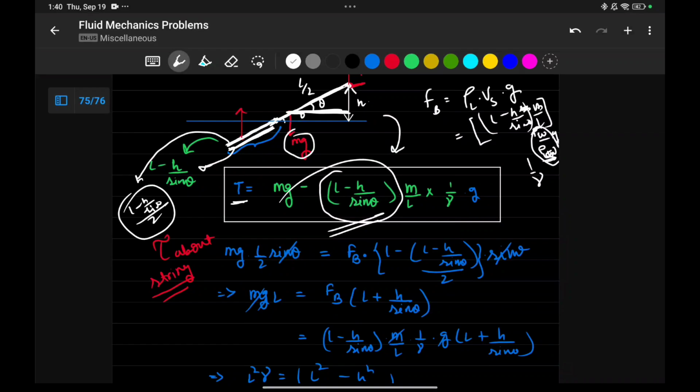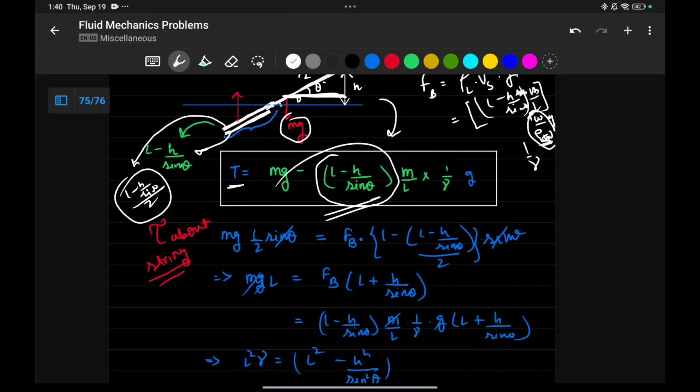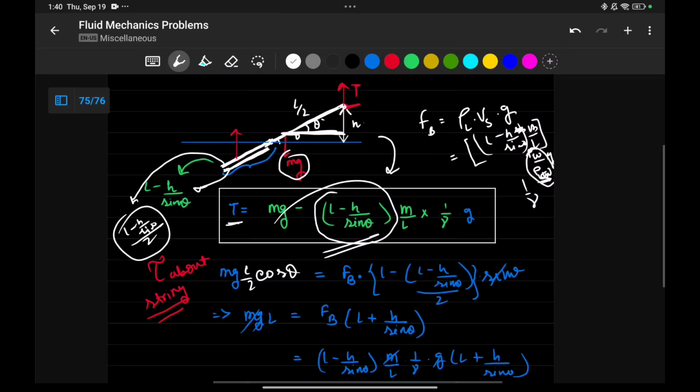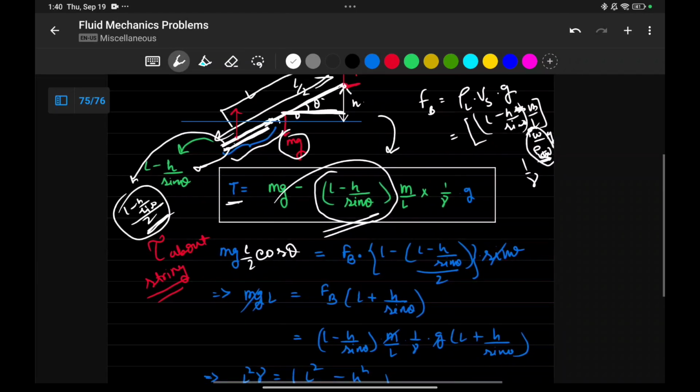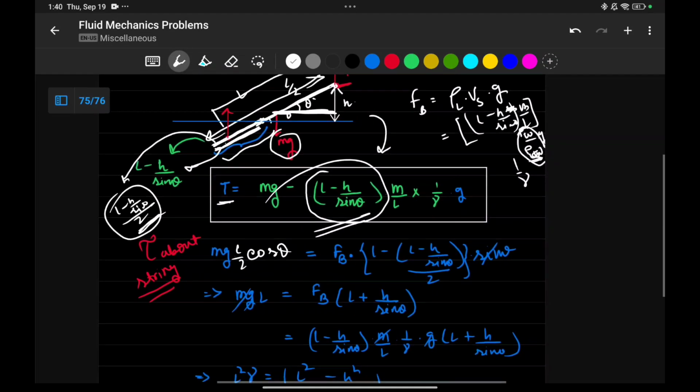So we'll balance the torque: mg into L by 2 cos theta. Okay, a mistake. It is mg into L by 2 cos theta, and it will be the buoyant force Fb into that length from this point. This length is L, and this length is L minus h by sine theta, and this length is L minus h by sine theta by 2. So this particular length would be L minus, within brackets, L minus h by sine theta by 2.